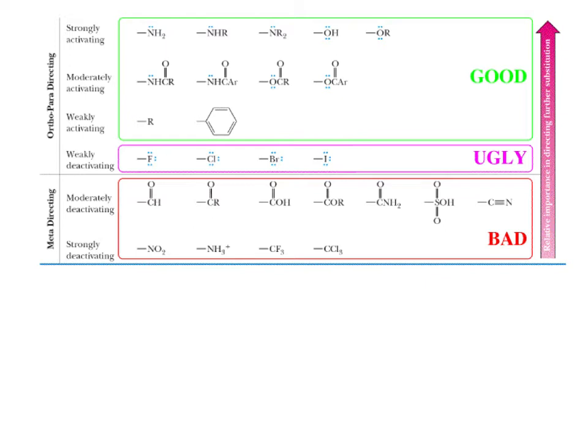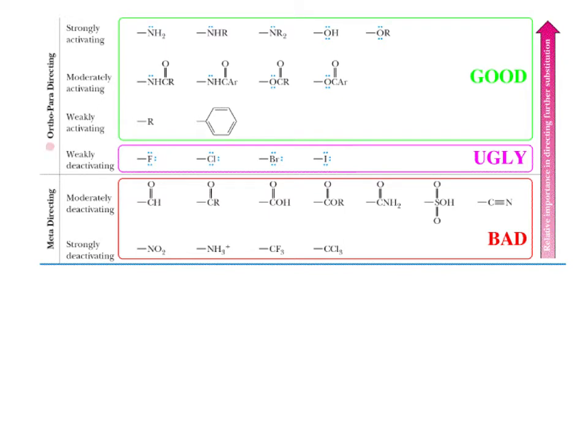for predicting the major organic products of reactions where we start with a benzene derivative, meaning that if we start with toluene or we start with phenol or we start with nitrobenzene, how do we predict what constitutional isomer will result from an electrophilic aromatic substitution reaction of that? And one of the key tools for doing that is going to be understanding this particular chart. So let's start from the top here.